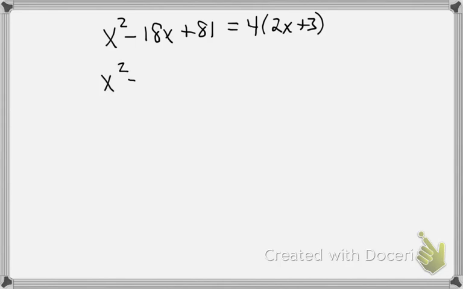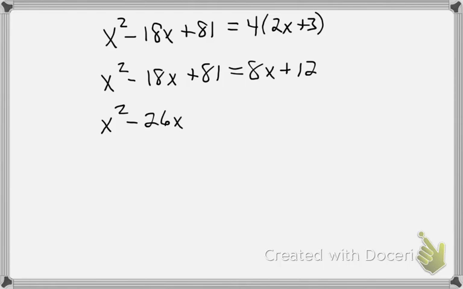Yeah, let's distribute that 4. So we get x squared minus 18x plus 81, set equal to 8x plus 12. And it's quadratic again, so bring it over. x squared minus 26x plus 69 equals 0. And let's factor this.